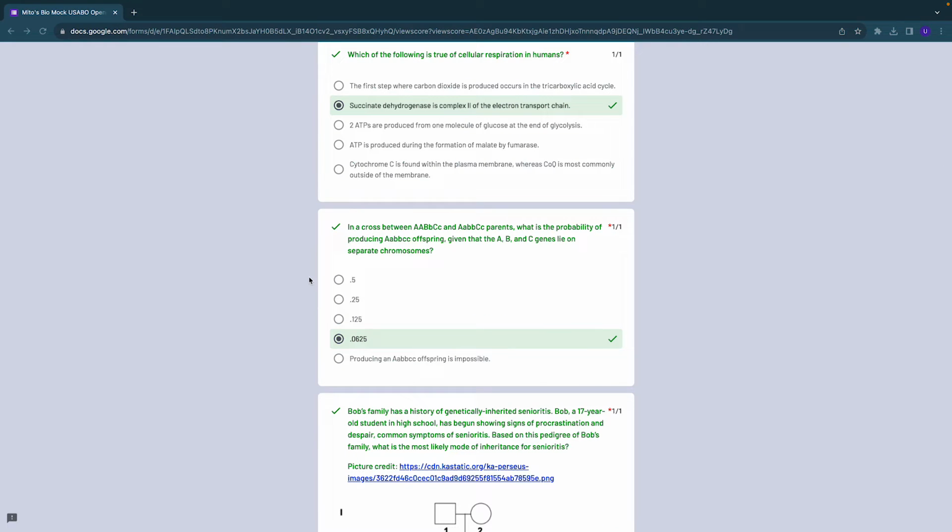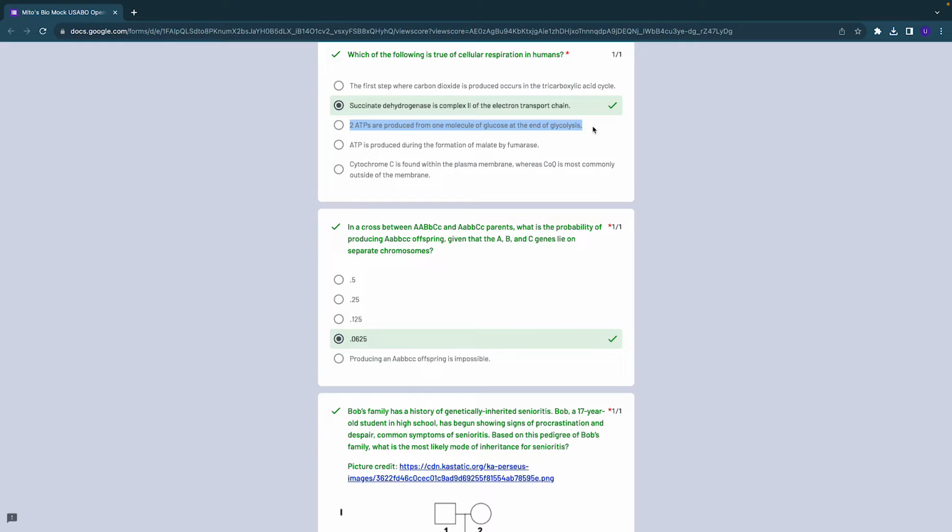Which of the following is true of cellular respiration in humans? So this is false. The first step is actually an intermediate step. This is true. It also has a role in the citric acid cycle. This is false. A net of 2 ATPs are produced, but actually 4 ATPs are produced and 2 are spent. So, yep. And then ATP is produced during the formation of malate by fumarase.